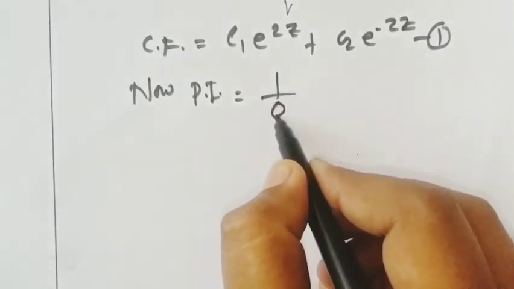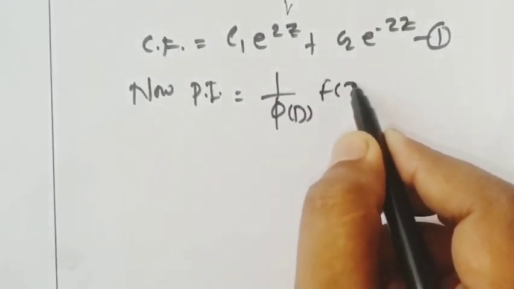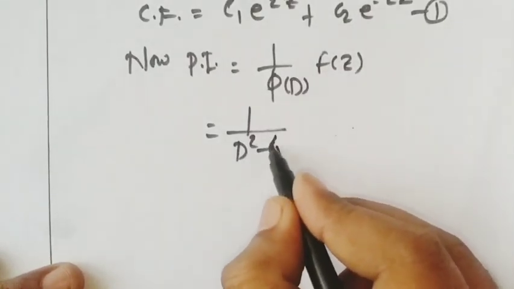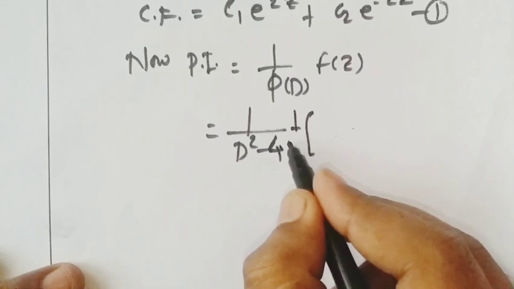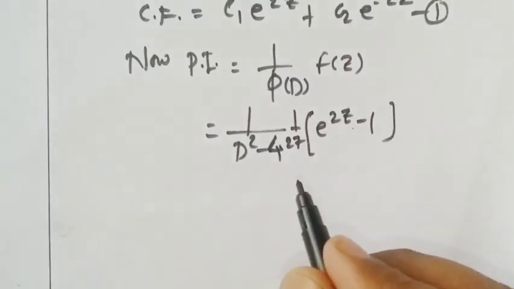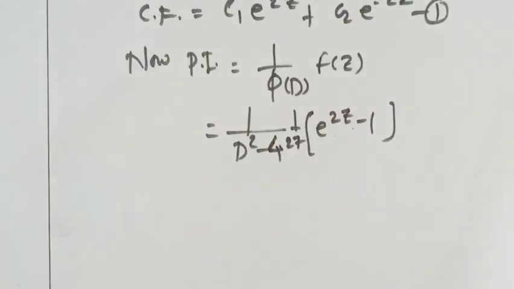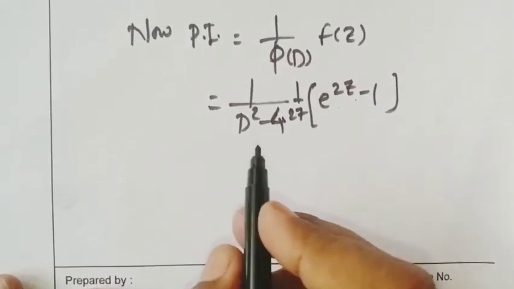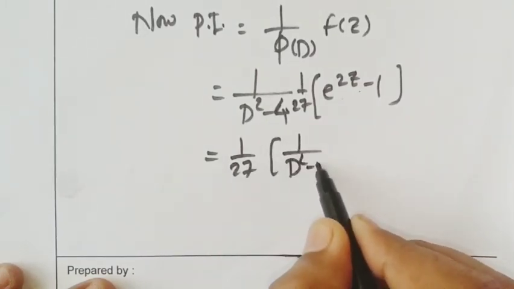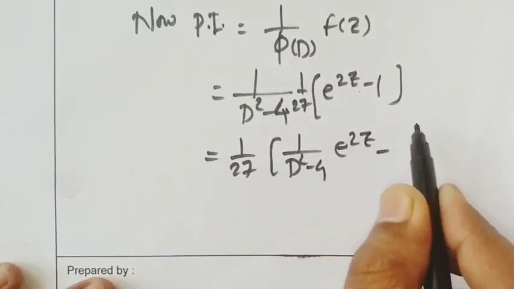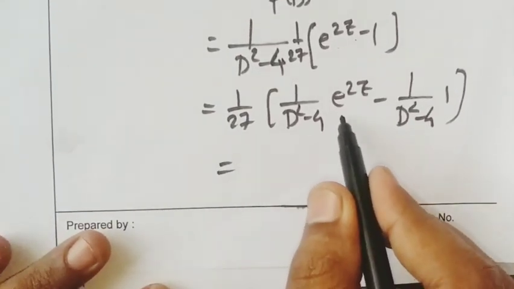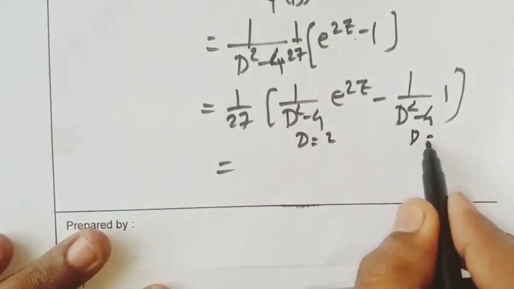Now PI calculation: 1 upon phi of D. Here we have f of z. Phi of D is D square minus 4. F of z is 1 by 27 e raised to 2z minus 1. Now 1 by 27 can be written in the beginning, inside a bracket: 1 upon D square minus 4 e raised to 2z minus 1 upon D square minus 4 into 1. Now put here D equal to 2, here D equal to 0.